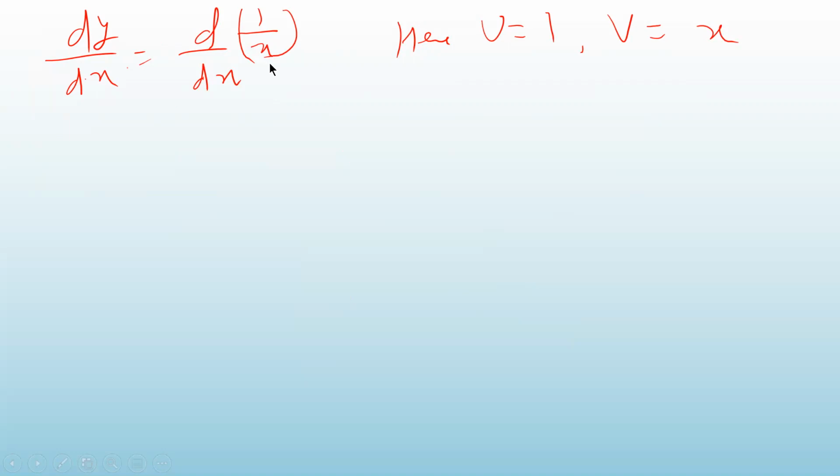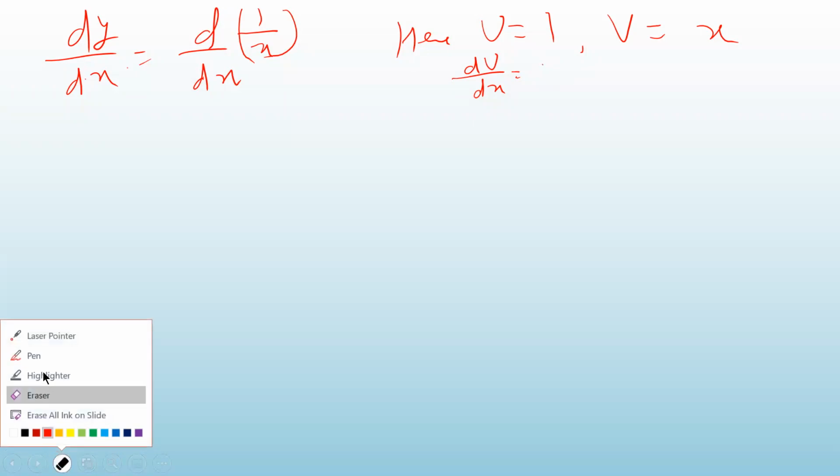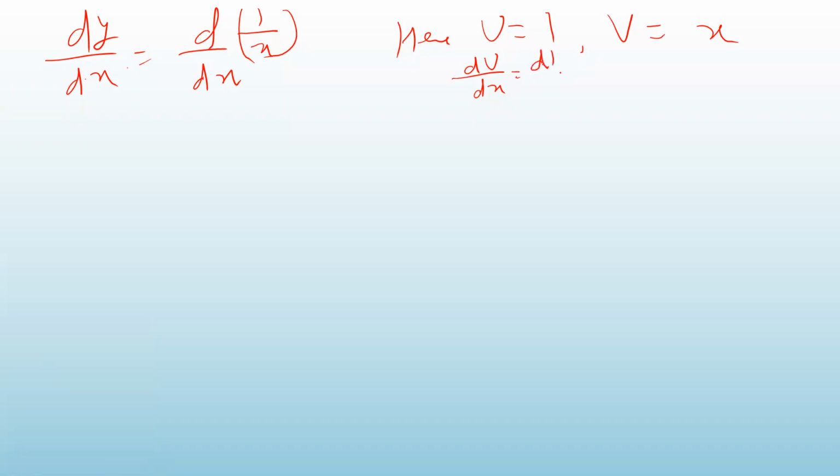I'm going to apply the rule of the quotient, so I'll need the derivative of u. What is the derivative of u, meaning 1? 1 is a constant, and you know that the derivative of a constant is 0. So that will be 0. What will be the derivative of v? V means x. What is the derivative of x? It is 1. Why? Because here the power of x is 1, so 1 into x raised to 1 minus 1. That is x raised to 0, and you know that any number raised to power 0 is 1. So the derivative of v is coming as 1.